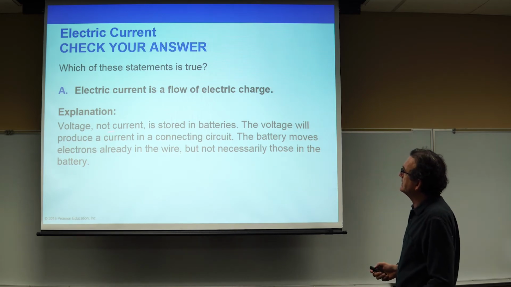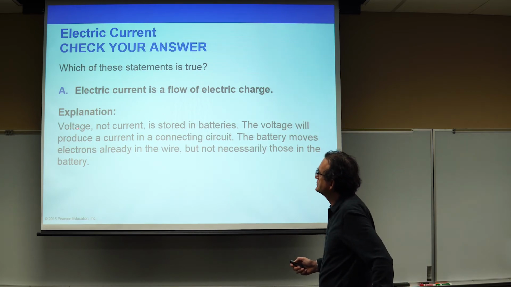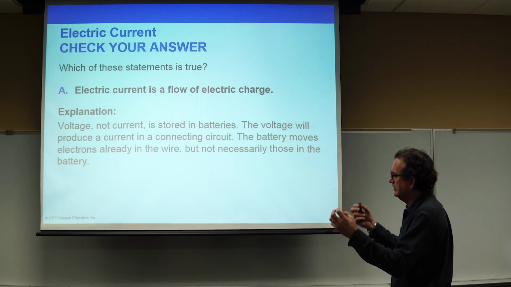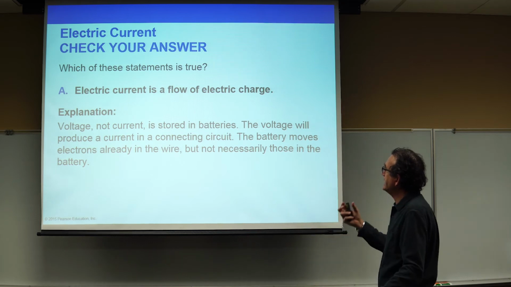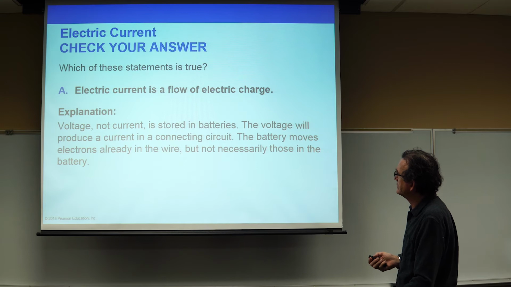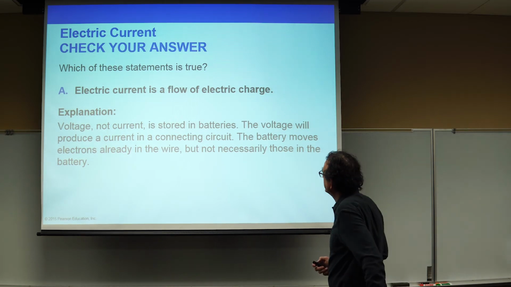It is voltage that is stored in batteries. But the potential difference, a potential energy difference, is an ability to create a source: a positive terminal, a positive conductor, which has a deficiency of electrons, and a negative terminal, which has an overabundance of electrons. And that is what creates potential difference, or what we call voltage. And so the voltage will produce a current in a connecting circuit. The battery moves electrons already in the wire, but not necessarily those in the battery.